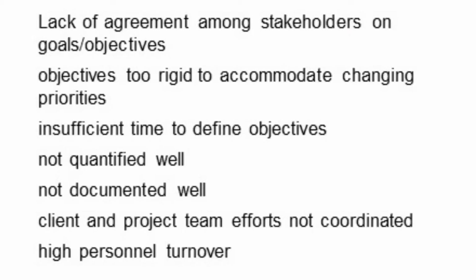And during this phase, we might have some obstacles or some problems. Some of the typical problems that we might face is lack of agreement among stakeholders on goals and objectives. We have different parties interested in the project, who have power over the project, and we don't have enough agreement between these parties. Or objectives are too rigid to accommodate changing priorities. The objectives are too rigid, so when a change is required, we cannot do it.